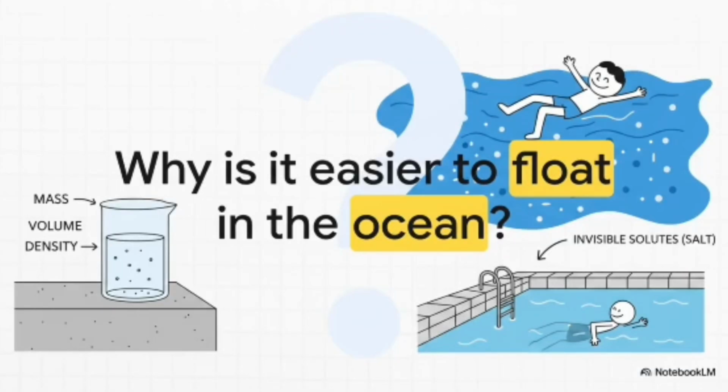But honestly, it's just the beginning of your next real-world observation. We've proven how this works in a tiny glass, on a ledge, right? But physics scales up. So knowing what you know now about mass, volume, density, and invisible solutes, why is it significantly easier for you to float in the ocean than it is to float in your local swimming pool? Think about the hidden variables in that massive body of water, and you'll absolutely have the answer.